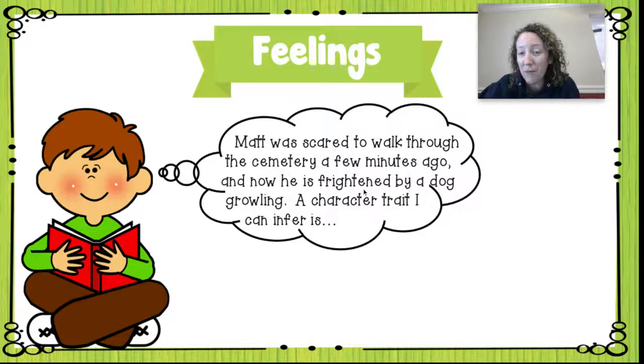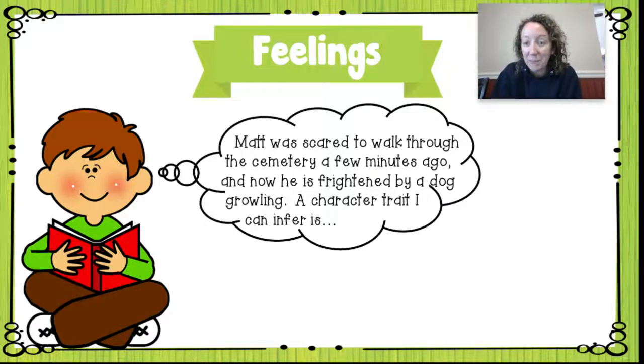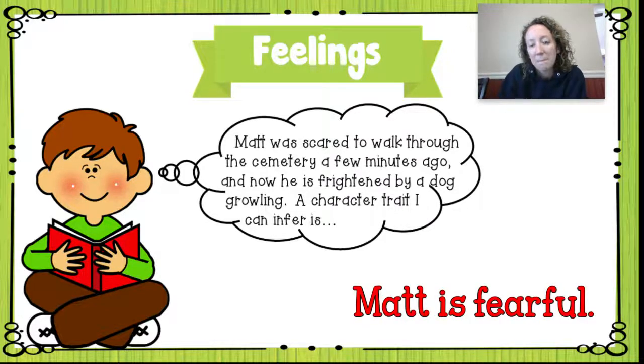So I want you to stop for a moment and pause the video and think what would be a character trait that would describe Matt in this story. So go ahead and pause the video. If you said that Matt was fearful, you're correct. Fearful could also have other words that mean the same, right? So you could say that Matt's scared, right? He's frightened. Those also would work, okay?